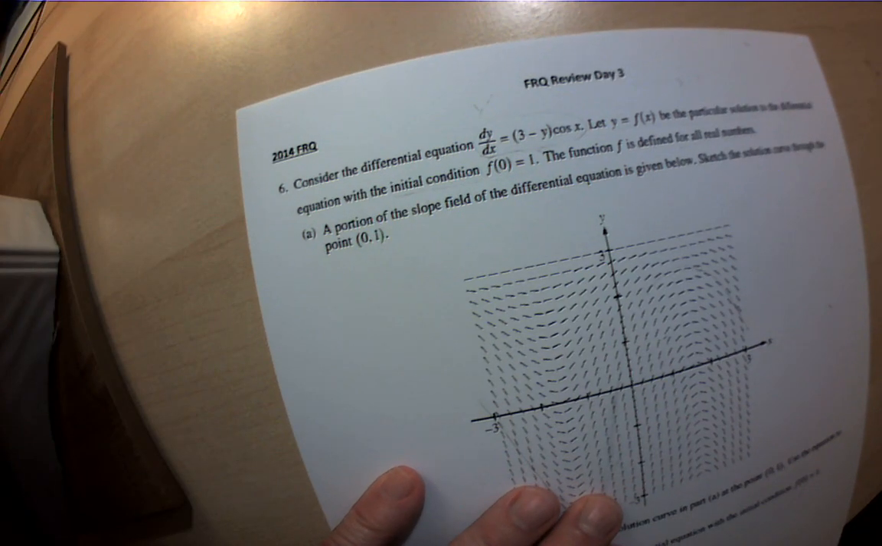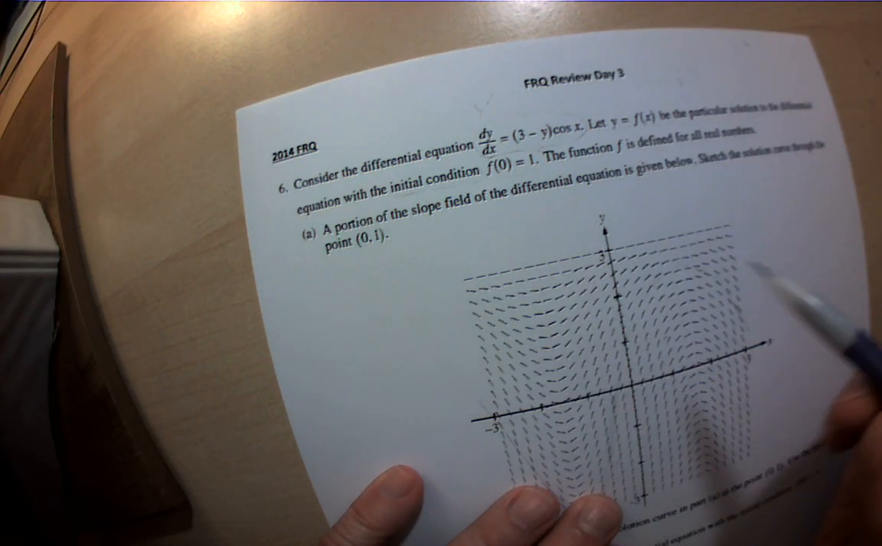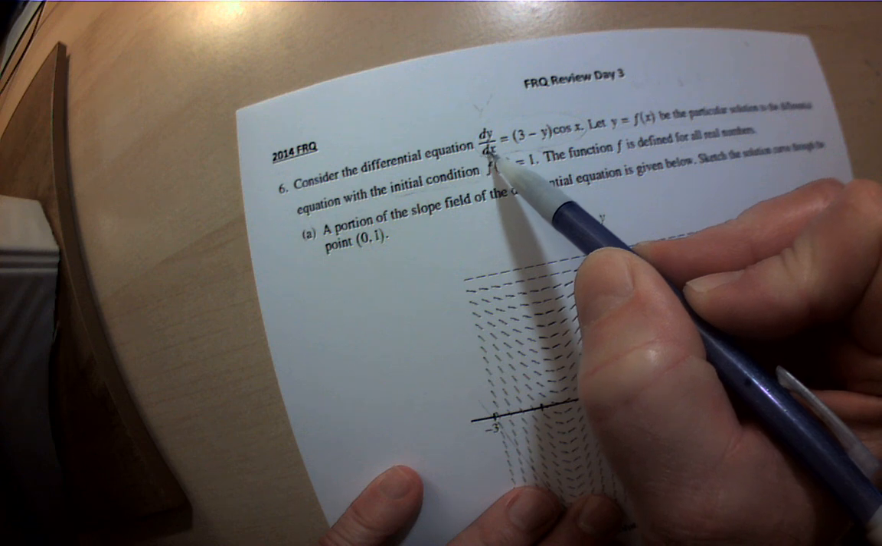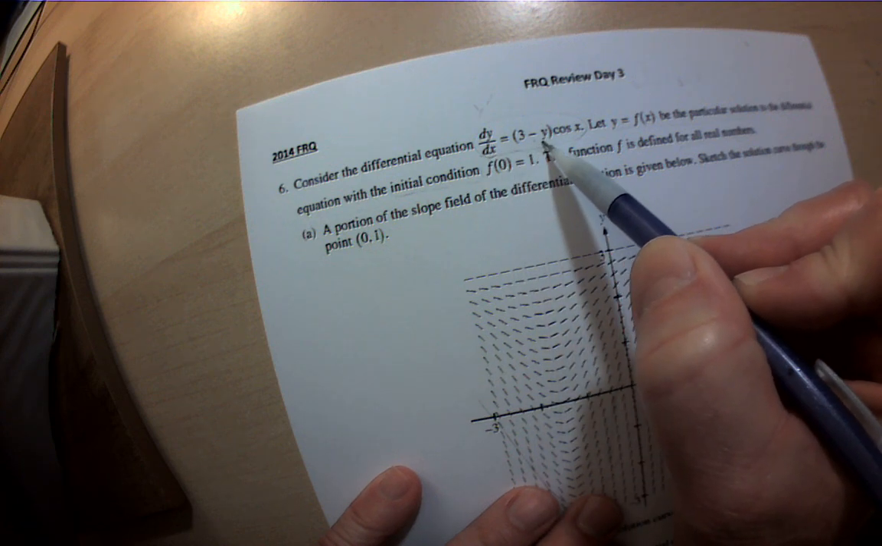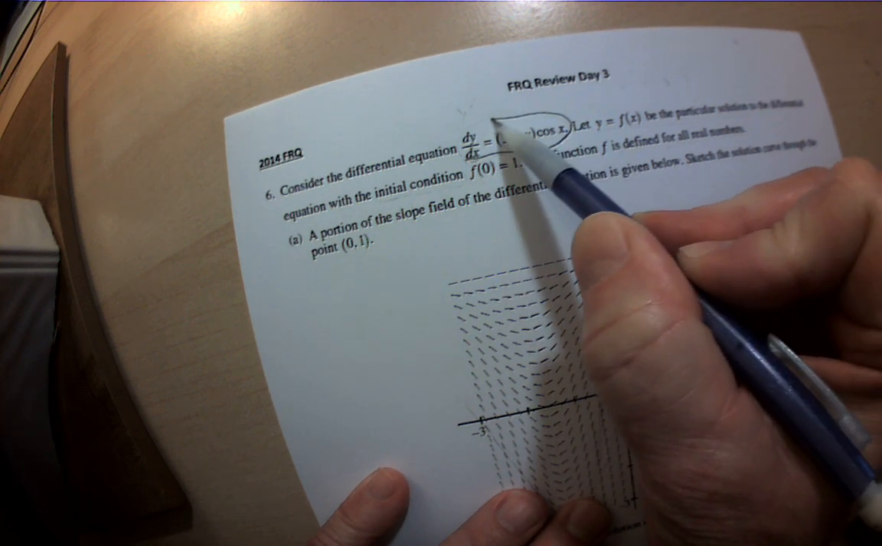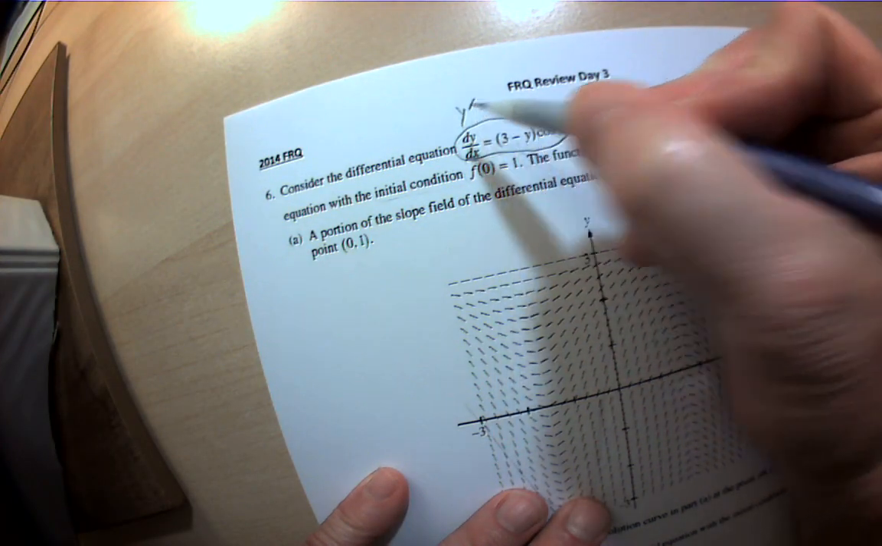Okay, guys, here goes another free response problem. It's problem number 6 from 2014. Consider the differential equation dy over dx equals 3 minus y cosine x. So this right here, guys, is y prime.